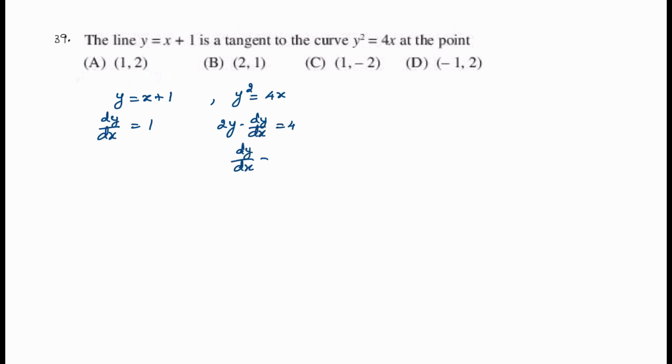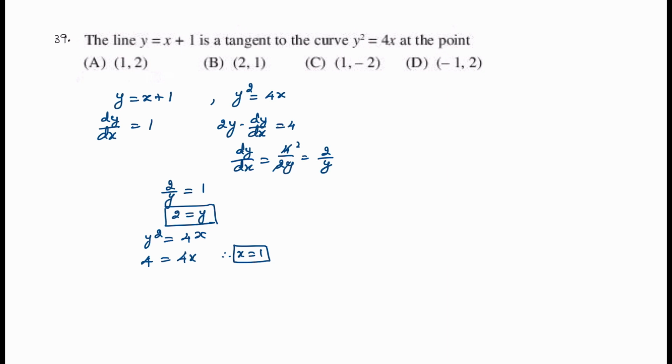Therefore, dy by dx is 4 upon 2y, which is 2 upon y. Now slope of the tangent and slope of the curve at the point of contact will be equal. Let us equate them. 2 upon y is 1. Therefore, y is equal to 2. Now we will find the x value by substituting in the curve equation. Y is 2, 2 square is 4, 4 equal to 4x, therefore x value is 1. We have to write the point of contact, write the x coordinate first, 1, 2. The correct option is A.